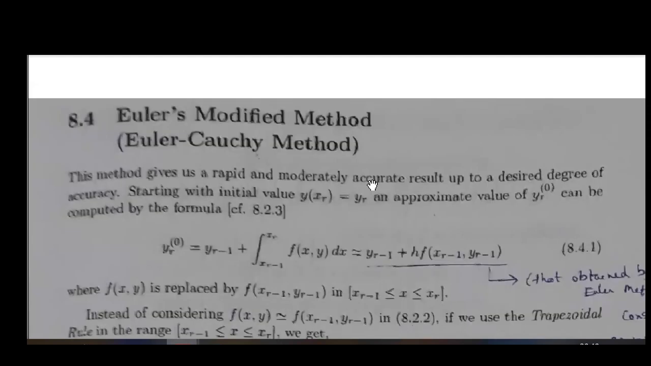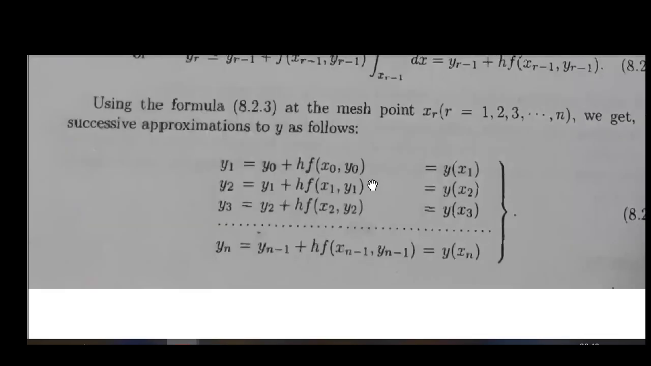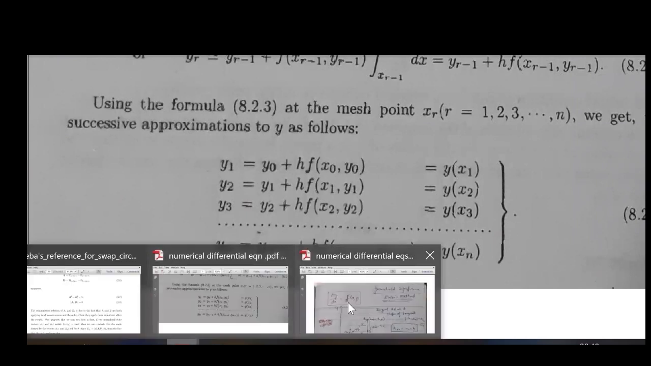Before I go to Euler's modified method, there is a better approximation method. Let me just discuss the geometrical significance, or the geometrical idea, of this method. How we can explain this geometrically. So for that, let me go into this part.